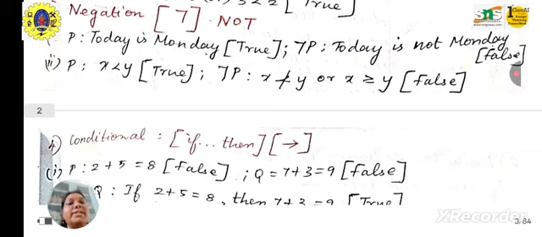Then the next one is the conditional. Conditional means we say A implies B. For example, if he studies hard, he gets a pass mark. If we consider the statement A as "he studies hard" and getting a pass mark as statement B, then A implies B: studying hard leads to a pass mark. This is called the conditional.